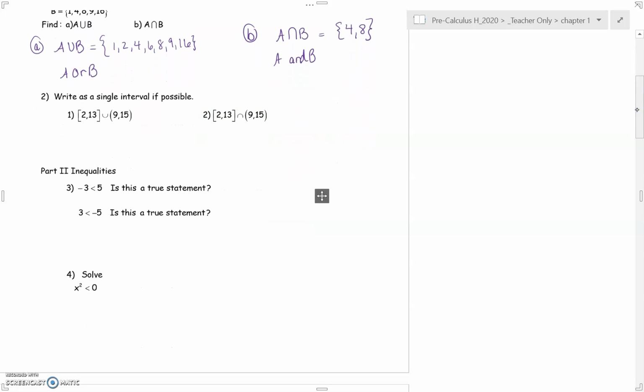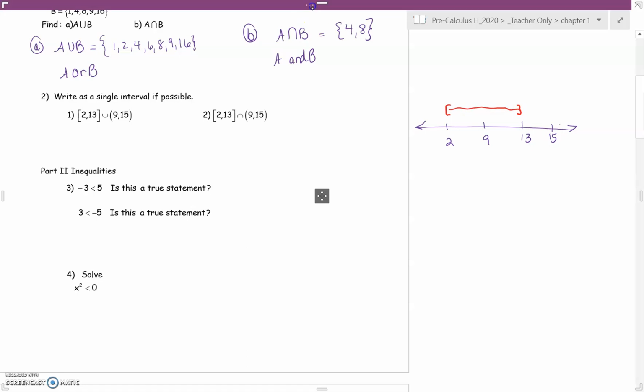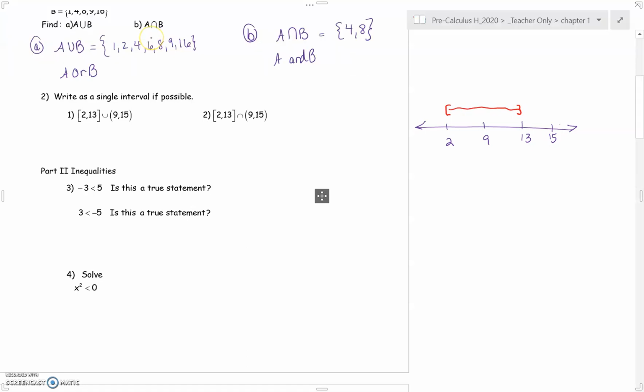I would like you to write as a single interval if possible. The first thing we're going to do is think of a number line, and we have the numbers 2, 9, 13, and 15. Again, this is a number line, so make sure that the smaller numbers are to the left. I think it might help if we use different colors. I'm going to choose red, and this says 2 to 13. Then I'm going to choose a different color. How about green? I want the numbers from 9 to 15, and these are in parentheses.